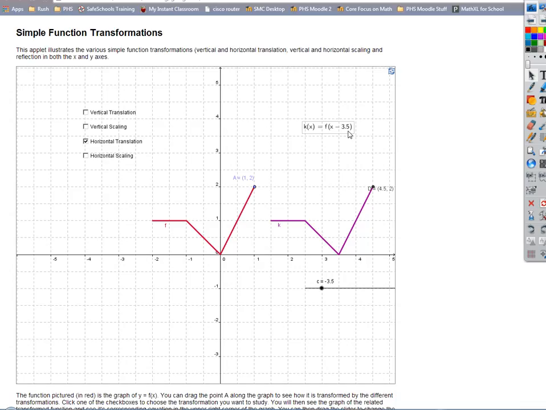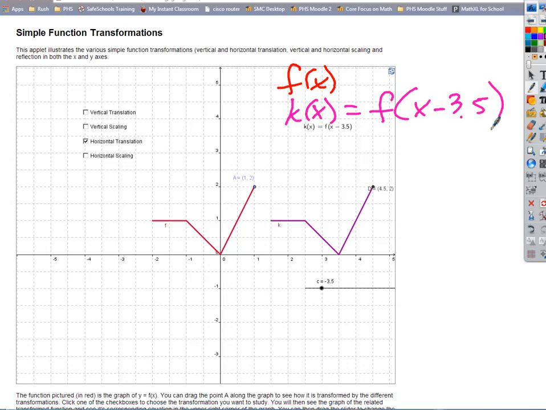Okay, well, what's confusing about that is it seems like that'd be the opposite, right? But think about this. If I'm going to put in a value of c, I'm going to make this a little bigger so you can see what's going on. The red function is just f of x. Our new function, k of x, is f of x minus 3.5. Okay, now think about this.